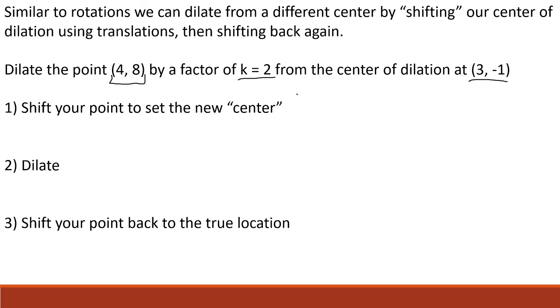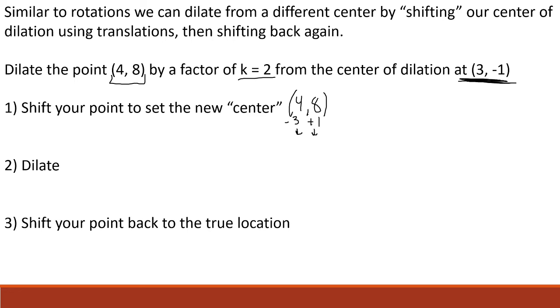So what I do is I take my point 4, 8. I'm going to basically shift it to my new center. I'm going to do that by doing the opposite of what these values are here. So this is 3 and negative 1, positive and negative. So I'm going to do minus 3 and add 1. I'm going to do the opposite of what they are here. This will allow me to kind of reset everything to be like if it was 0, 0. So I'm basically zeroing out this point.